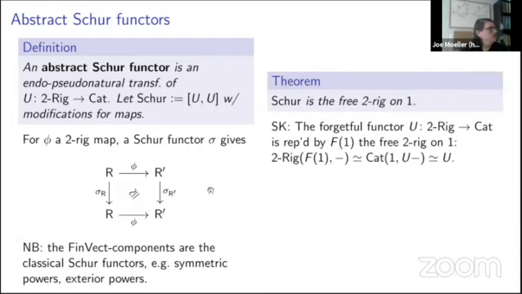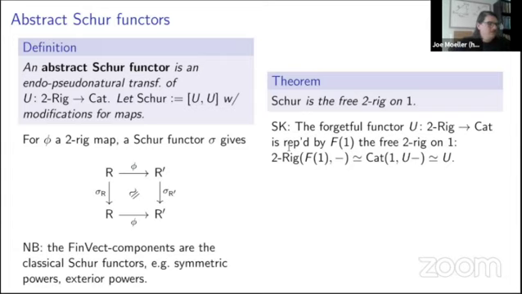So here's the first main theorem of this paper: the category of Schur functors is the free 2-rig on 1. So here's a sketch of that fact. I don't know why it only says SK. That was supposed to say sketch.